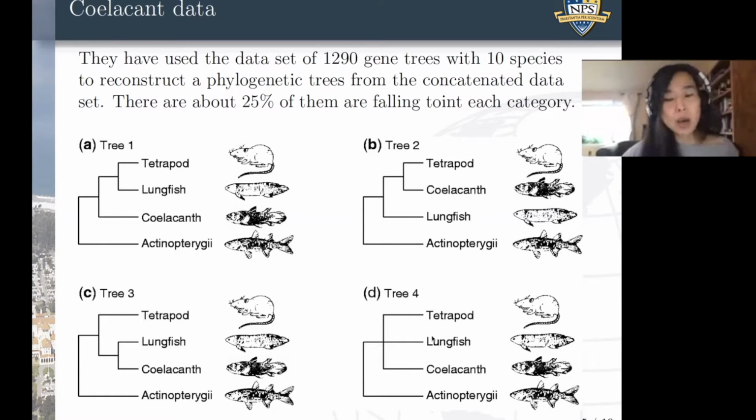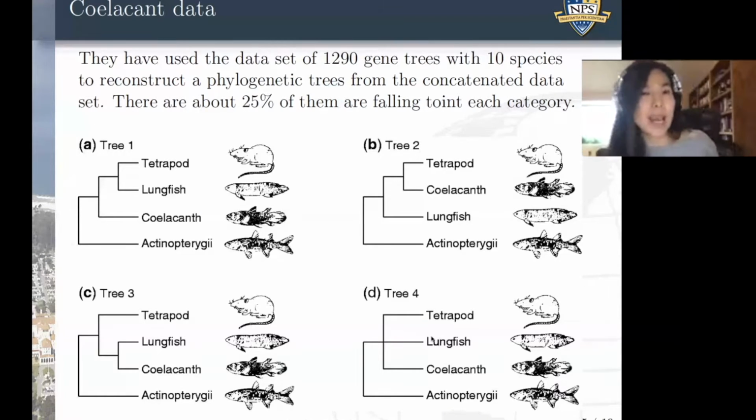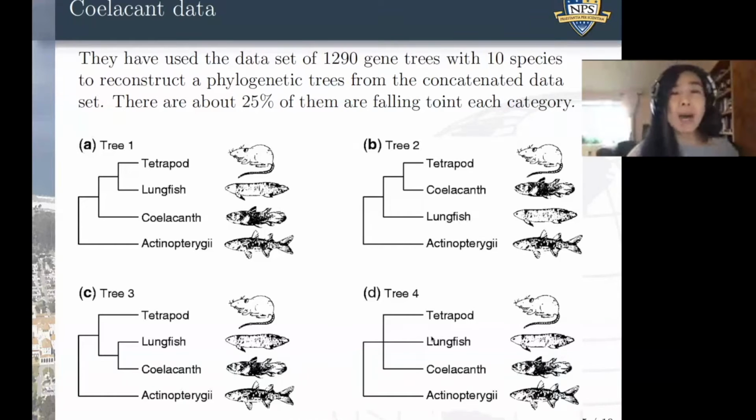So I wanted to know more closely how the tree topologies, or gene trees, are distributed over the space of all possible phylogenetic trees. That's what I wanted to understand.